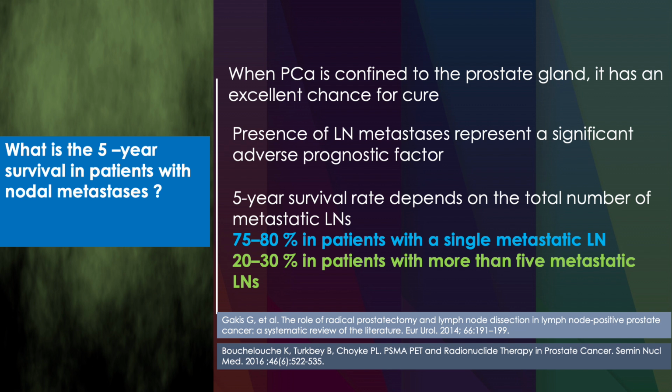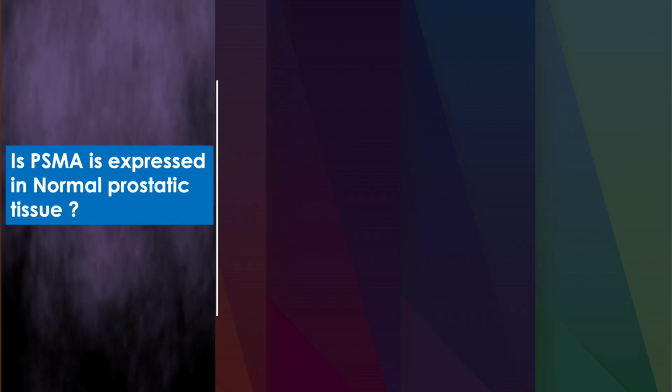and the 5-year survival rate reduces if the number of lymph nodes increases to more than 5 metastatic lymph nodes. So it falls to approximately 20 to 30%. So in general, if it is a single metastasis, the 5-year survival is greater than 75%, and if there are more than 5 lymph nodes involved, it is around 20 to 30%.